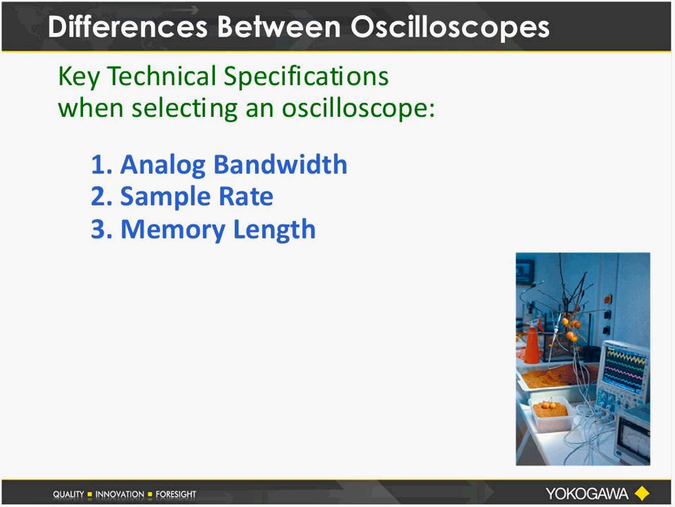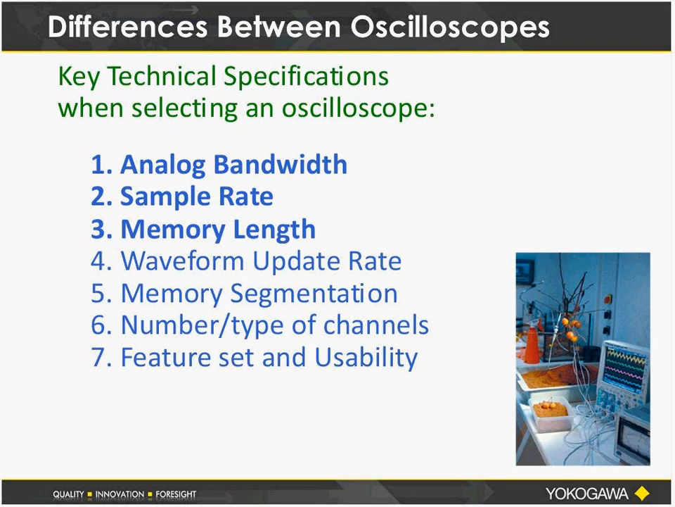So I want to talk about the key differences between oscilloscopes. We'll start with analog bandwidth, sample rate, memory length, those are the big 3, and then also discuss some differences in terms of waveform update rate, memory segmentation, channel types and inputs, and then of course feature set and usability. These are all factors that should influence whether or not that variation of oscilloscope is going to work for what you're trying to do.